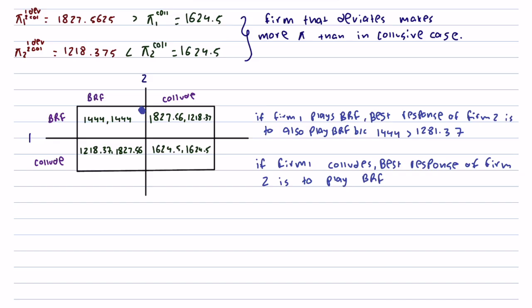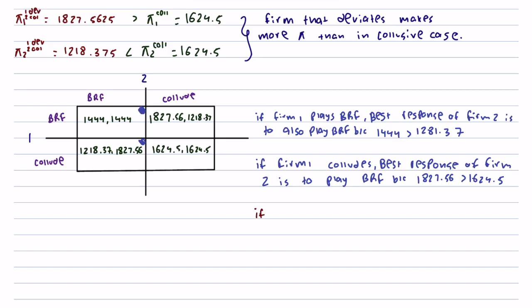And we just showed that, right? We just calculated this. If both firms originally collude, and then one firm decides to deviate and play their BRF, they'll make more money. So if firm 1 colludes, the best response of firm 2 is to play BRF because 1,827.56 is greater than 1,624.5, right? So we'll fill in this box right here.